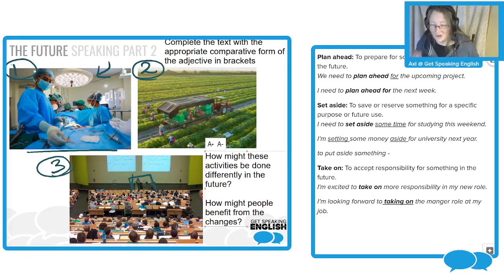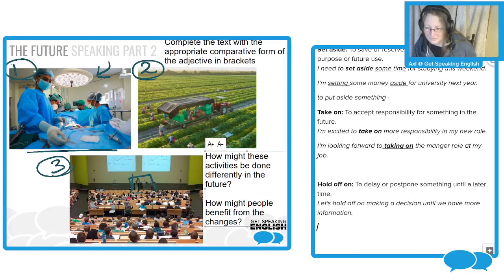We could also hold off on doing something, which is sort of another way to say that we're going to delay something. So for example, let's hold off on making a decision here. You can see here, and again, because we have a preposition here, if we're going to put a verb here, it's going to have that ing form. So I need to hold off on making a decision, or we decided to hold off the wedding.